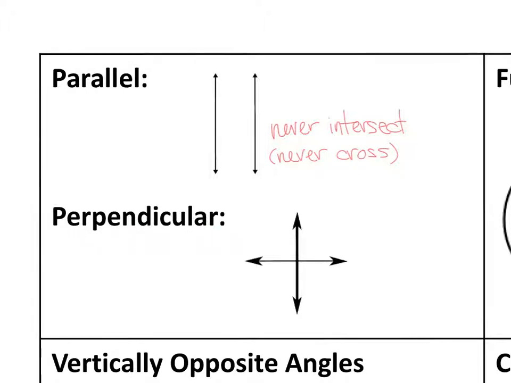Perpendicular lines are lines that run and cross each other. They intersect and they always create a 90-degree angle. No matter what, perpendicular lines intersect to create a 90-degree angle, no matter what.